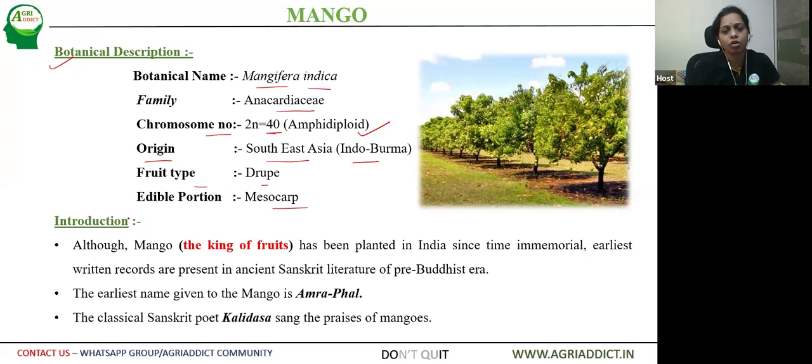So let us introduce the crop. We all know that mango is popularly known as the king of fruits. It has been planted in India since time immemorial, so we don't know the exact time when the plant was first cultivated. The earliest written records are present in the ancient Sanskrit literature of the pre-Buddhist era. The earliest name given to mango in India is Amrafal. You have to remember this. Then the classical Sanskrit poet Kalidasa praised the mangoes in his poems.